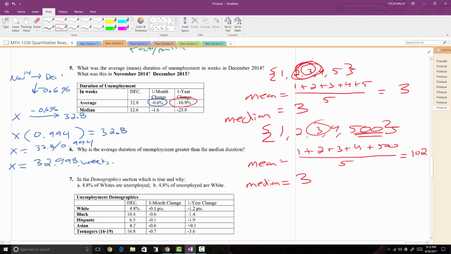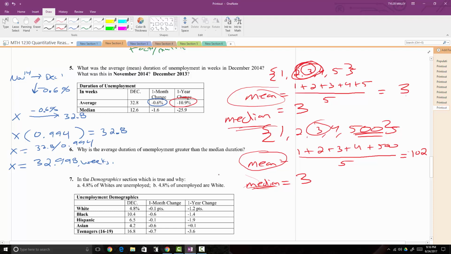So you can see that just one number, one outlier, has a very, very large effect on the mean. So the mean went from 3 to 102, versus the median stayed the same. Now the median won't always stay the same, but the median is definitely less affected.